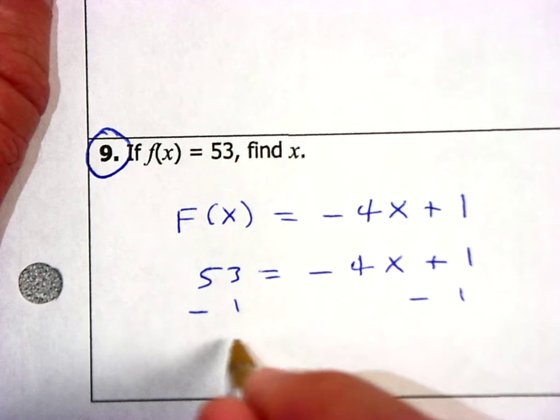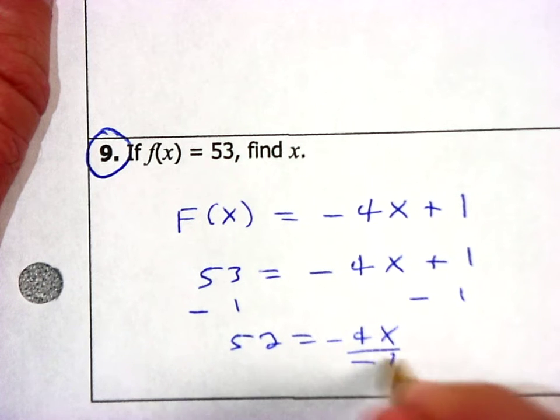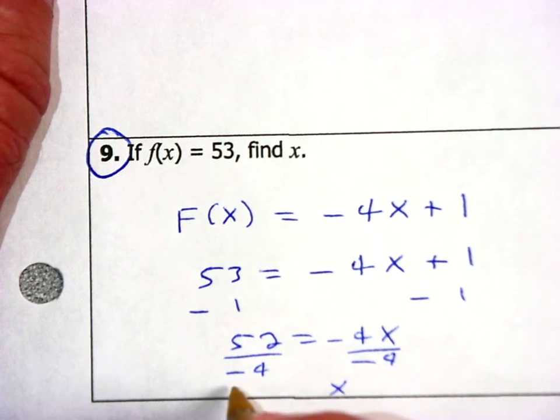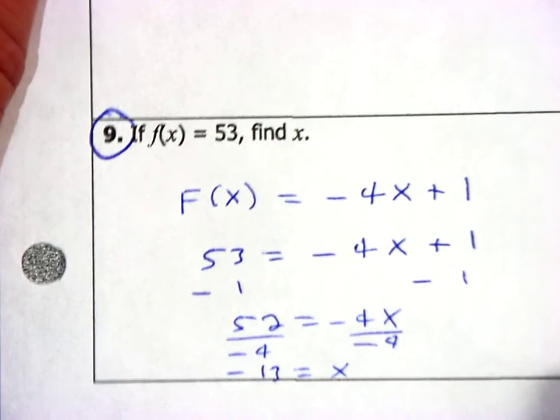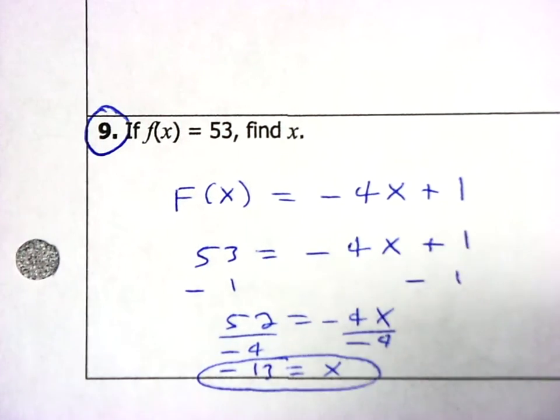Subtract 1, subtract 1, you're going to get 52 equals -4x. You're going to divide by -4 and then divide by -4. And I'm thinking -13. Did anyone beat me to it? Was that -13? Okay, x equals -13. I'm going to agree with you, because 52 divided by 4 is 13. Okay, excellent.